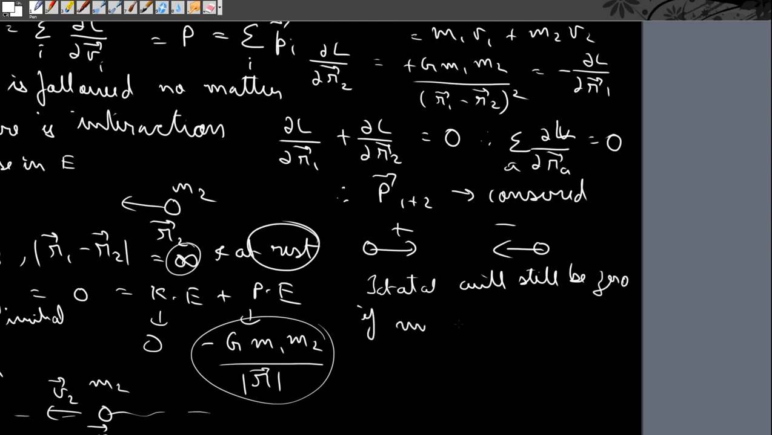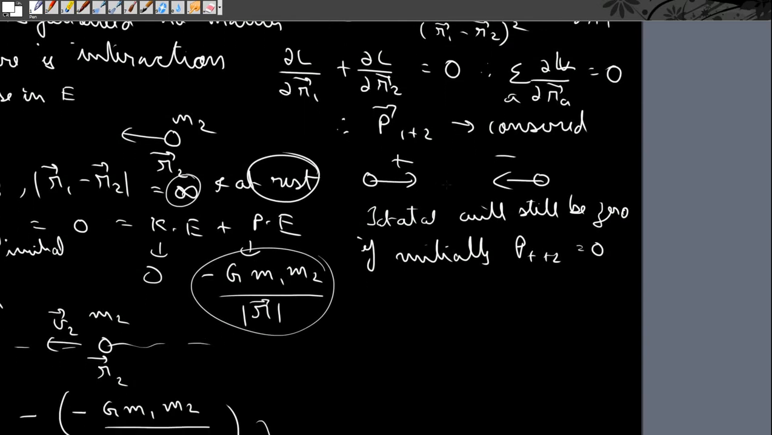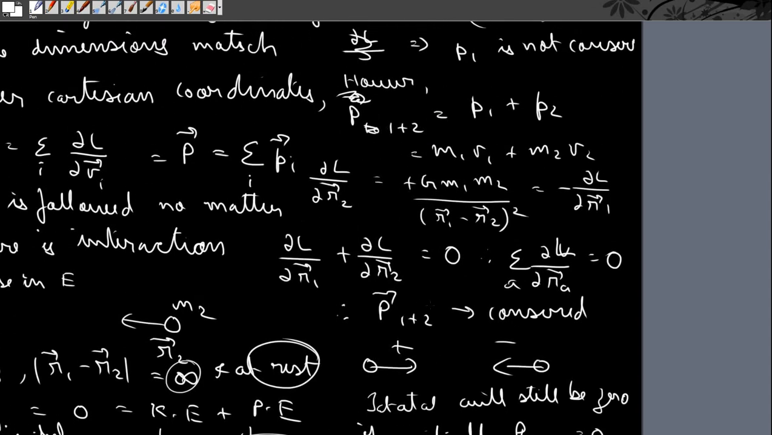if initially P_1+2 was 0, and this is 0 because initially we assumed them to be at rest. So the velocity increases in such a way that the total momentum cancels. Okay, so what we have seen is that additivity is still followed by the momentum no matter whether there is interaction or not.